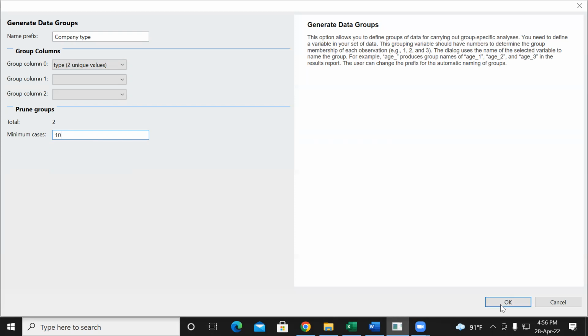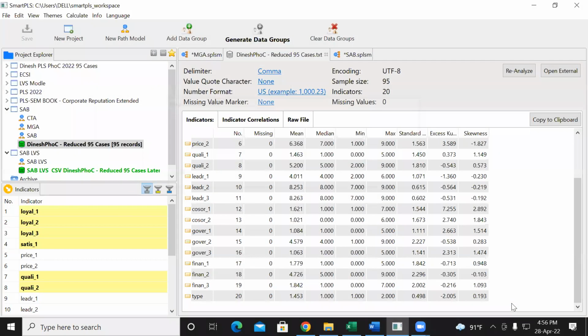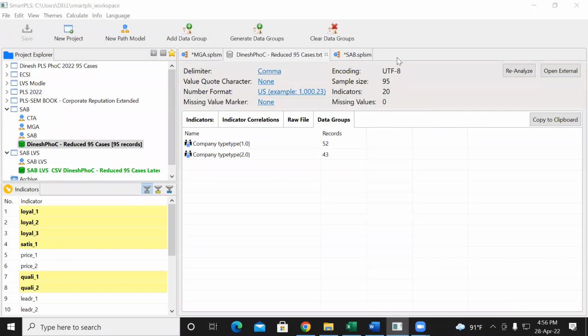Now that's the thing. I'm going to generate groups, already available groups. Okay. Then you can see, right? It's coming here. My sample size is 95. You can remember original sample size cases. Company type 1, 1.0, that is the number given. 2.0 for profit-oriented organization. Altogether, in this group, there are 52 companies, 43, altogether 95.